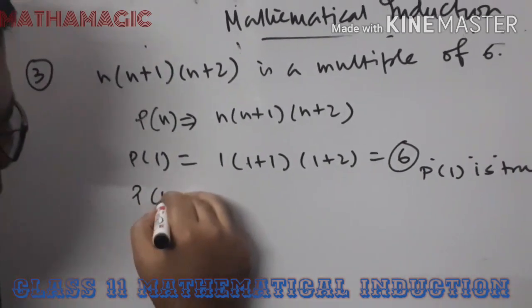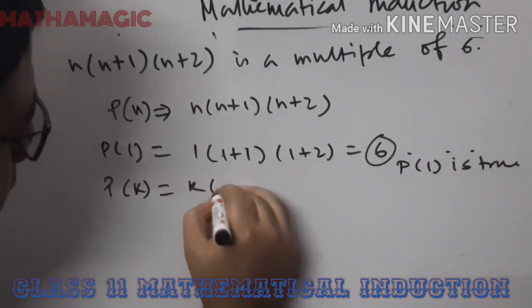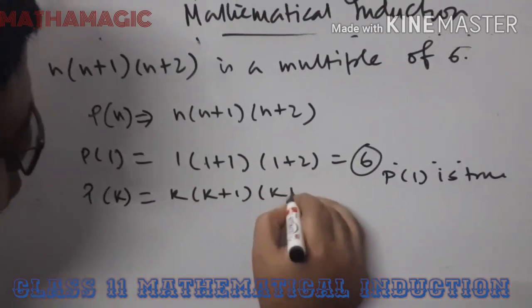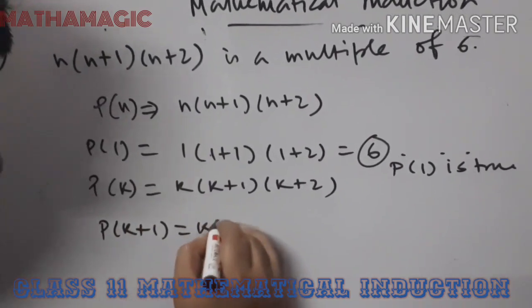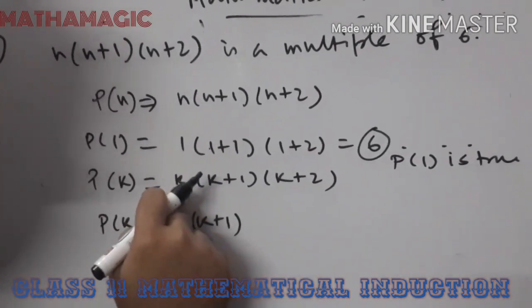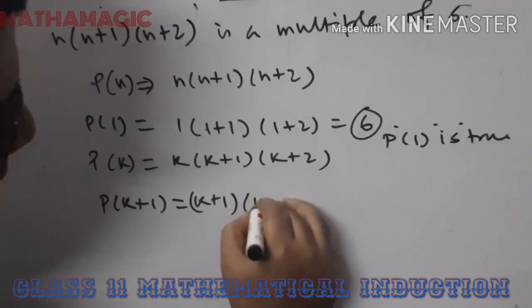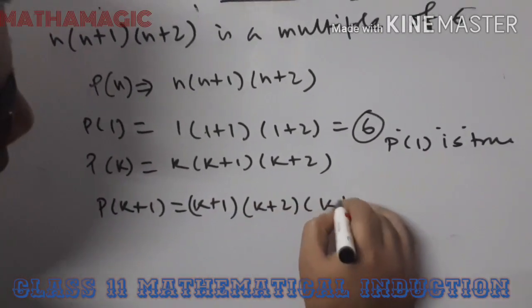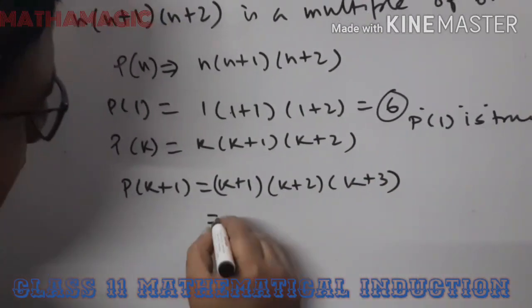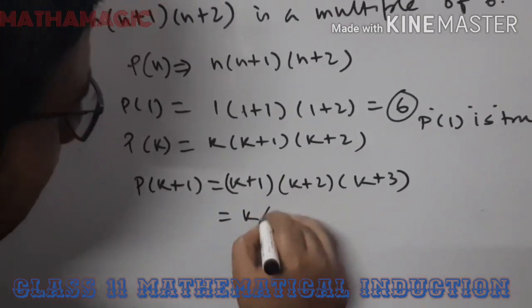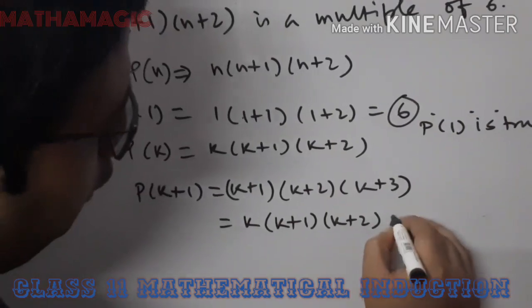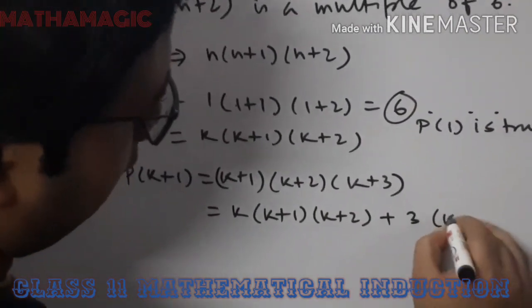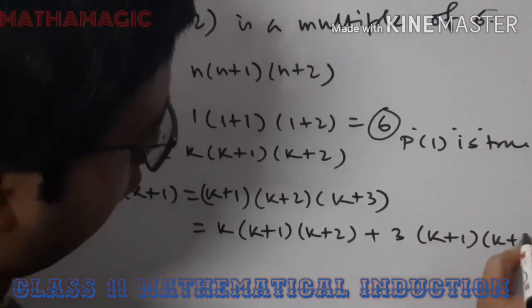Now just write P of k, that is k into (k plus 1) into (k plus 2). Now for P of k plus 1, just write k plus 1 in place of k. So you will get (k plus 1) into (k plus 2) into (k plus 3). Now you can simply write it as k into (k plus 1) into (k plus 2) plus 3 into (k plus 1) into (k plus 2).